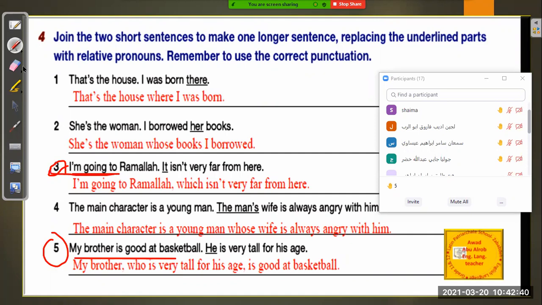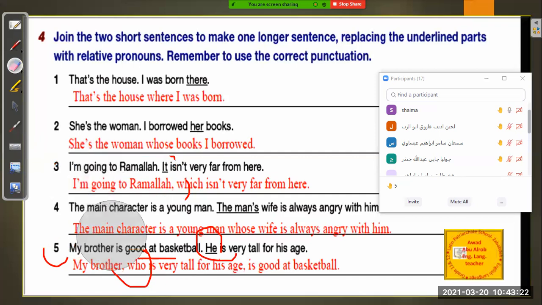Sorry, not number 3. Now, yeah, it's number 3. I'm sorry again. Now, if you look at them, the first sentence is complete in meaning, so we need to use a comma. Now, the difference between 3 and 5 is that in number 3, the noun Ramallah is next to it, near it, in the same place. They are near each other, close to each other. In this example, he and my brother are far away. So number 5 is embedded. Sentence 5 must be in the embedded pattern. Embedded relative clause. Is that clear to everyone?